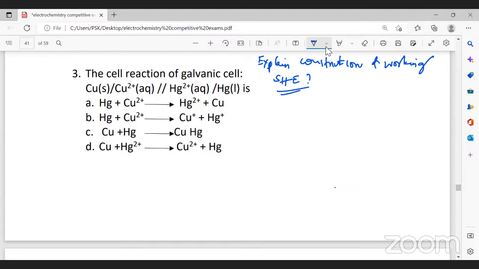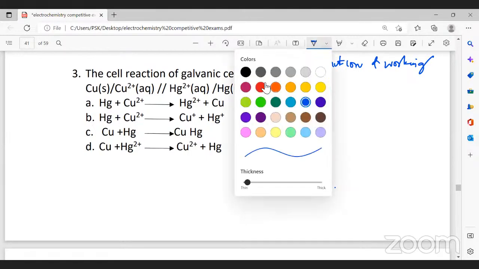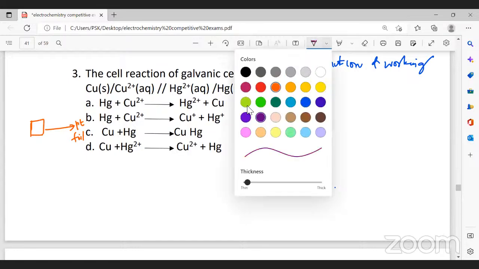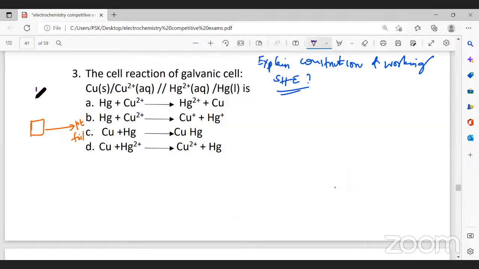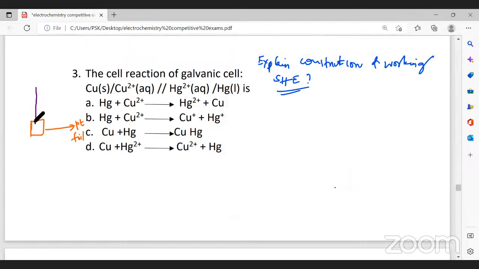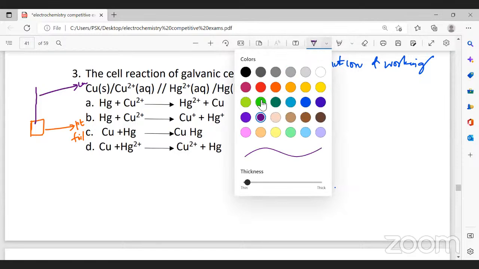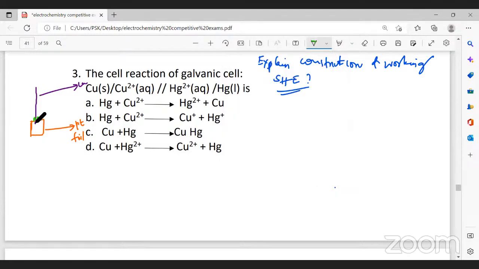In order to construct the standard hydrogen electrode, we need a platinum foil, a very, very thin sheet of platinum. This platinum is fused to copper wire through mercury. This is the copper wire. It is fused through mercury. You have a little mercury here.